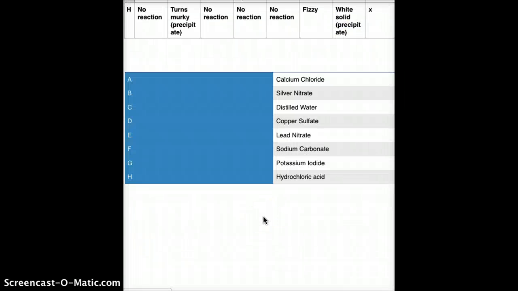In review, we identified A as calcium chloride, B as silver nitrate, C as distilled water, D as copper sulfate, E as lead nitrate, F as sodium carbonate, G as potassium iodide, H as hydrochloric acid.